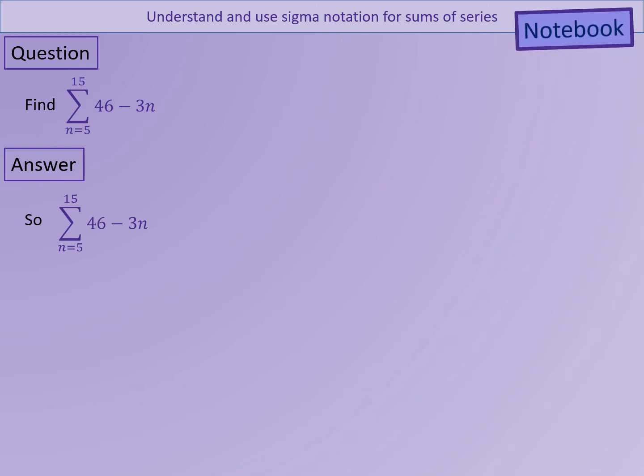So the first thing we can do is say if we want the sum from the 5th term to the 15th term, this would be the sum from the 1st term to the 15th term, but then we don't want the first 4 terms because we want to start with term number 5. So we could then subtract the sum from n equals 1 through to 4. The rule for both of these is the same as the rule in the question, which is 46 minus 3n.